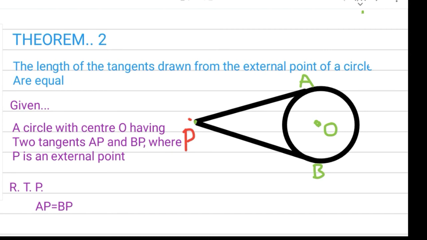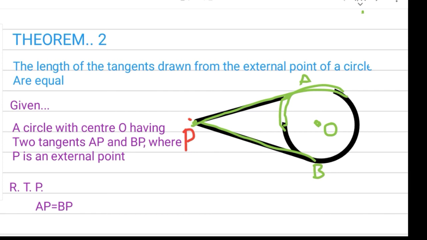To prove this theorem, I have taken a circle with center O. Okay, my dear children, I have taken a circle with center O. Instead of a pen, I have taken the eraser. That's why this problem came. Okay, fine. Now see here. This P is an external point. From this external point, I have drawn two tangents PA and PB.